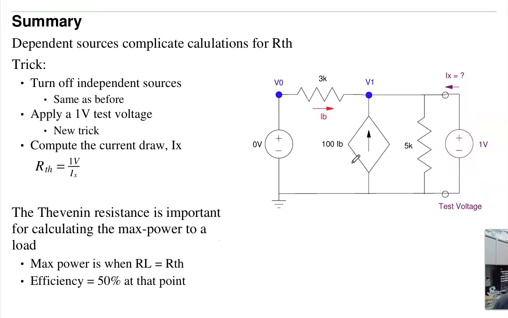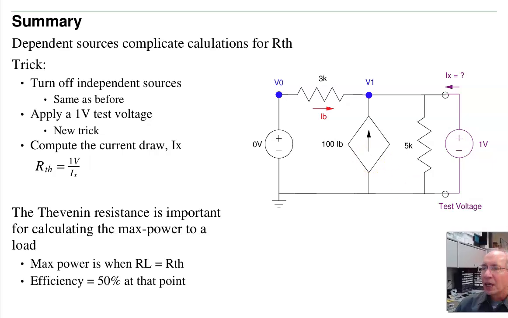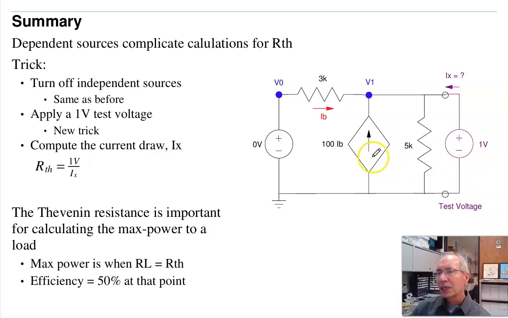So that's kind of the idea behind Thevenin equivalence with dependent sources and max power. If you have a dependent source in your circuit, the trick to find R Thevenin is apply a test voltage, turn off the sources, and find the current draw. The resistance looking in then is voltage divided by current. Once I know the Thevenin resistance, that tells me quite a bit. If I want to get max power to the load, I want to make our load equal to R Thevenin. However, at that point, I'm at 50% efficiency.